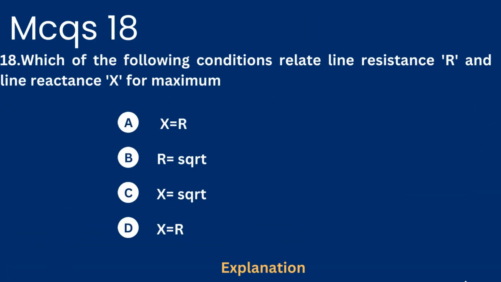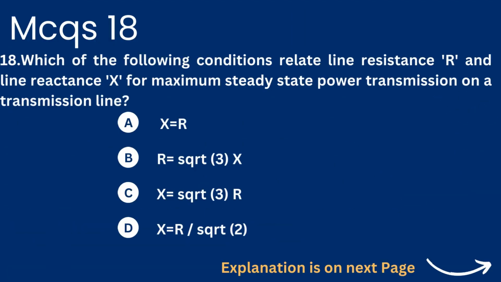So our next MCQ is: which of the following conditions relates line resistance and line reactance for maximum steady state power transmission on a transmission line? Option A is X equal to R, option B is R is equal to square root of X, option C is X is equal to cube root of R, option D is X is equal to R upon square root 2.